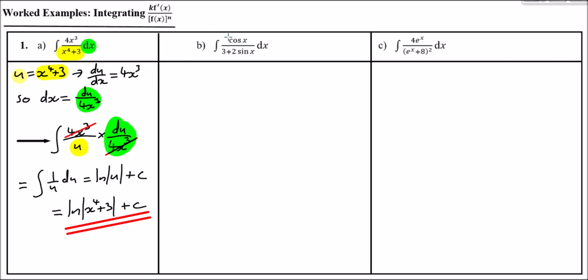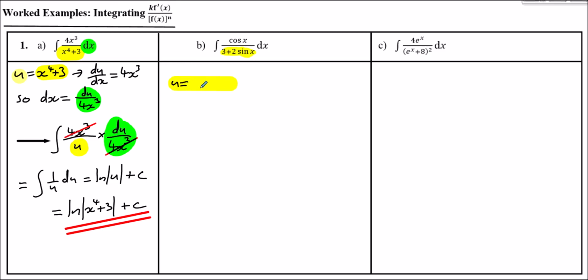Part B. So can we see anything which differentiates plus or minus a constant to the other thing? Well, if I were to think of differentiating the bottom thing here, 3 would disappear, 2 sine x would differentiate to 2 cosine x, which is just some multiple of the numerator. So again, that's our clue. We can use this u-sub technique. So I'm going to call our u 3 plus 2 sine x.